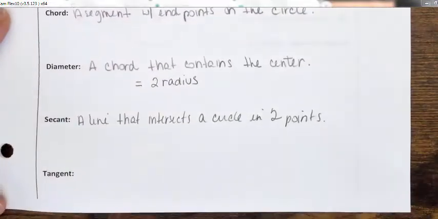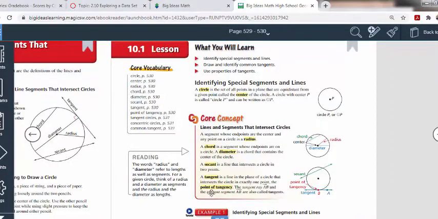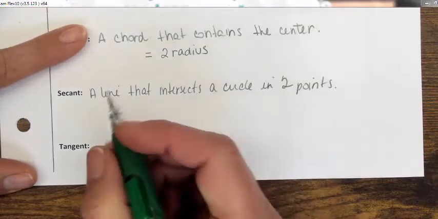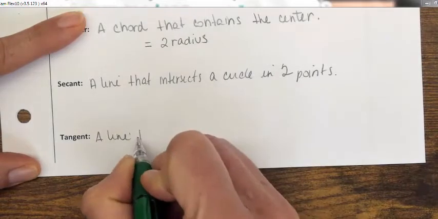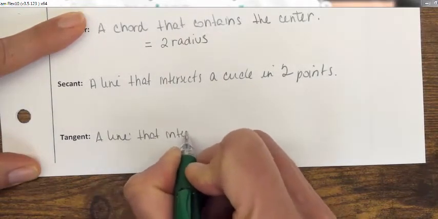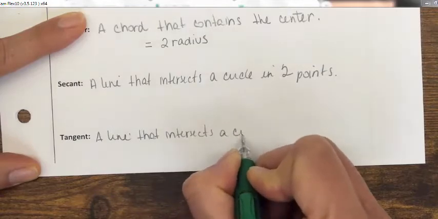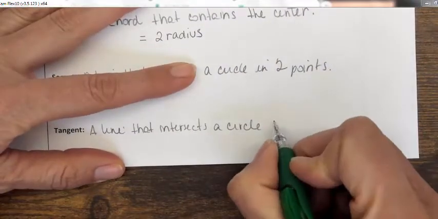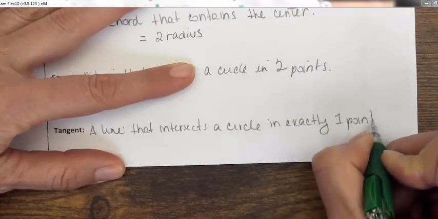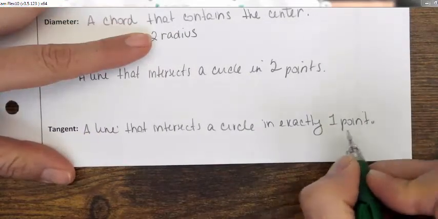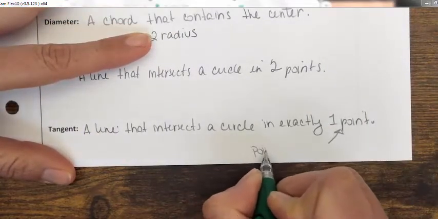All right, let's see what your textbook says. A tangent is a line in the plane of a circle that intersects the circle in exactly 1 point, and that's called the point of tangency. Perfect. So, tangent, again, is a line that intersects a circle in exactly 1 point, and that 1 point is called the point of tangency.